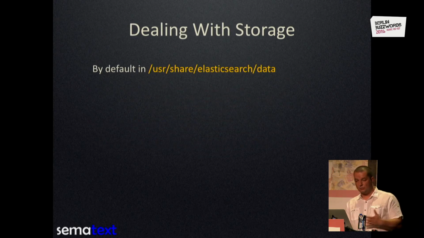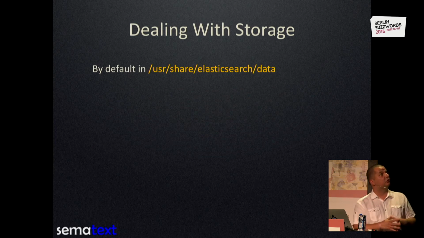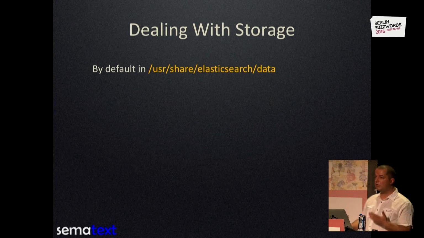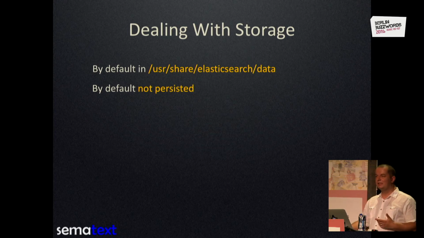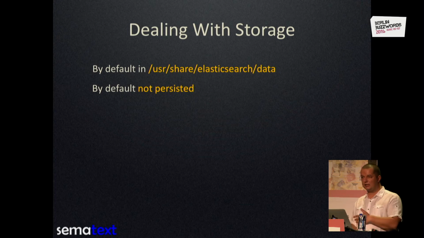Finally, dealing with storage. By default, the data in your container will be stored in /usr/share/elasticsearch/data. However, the problem that comes with it is that it is not persistent. So whenever the container goes down or you kill it, the data will go away. There are two things we can do.